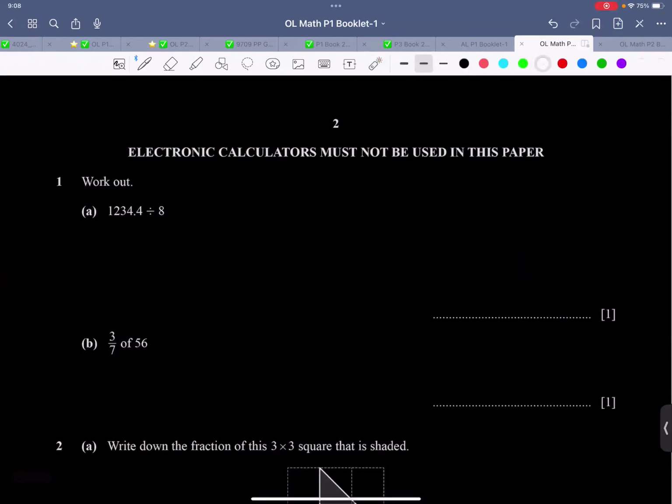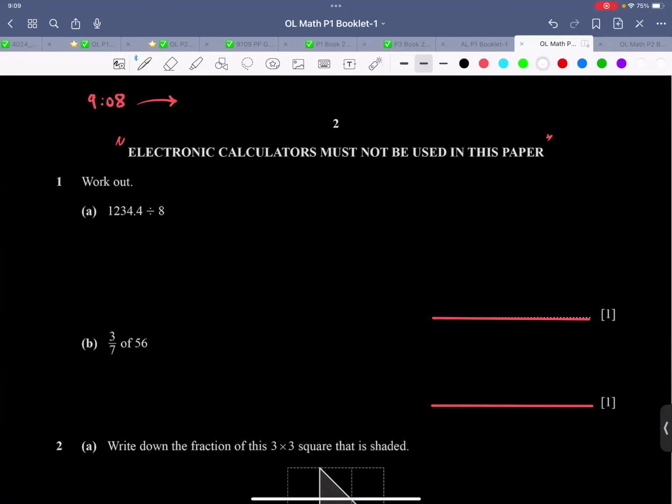This is 9:08. That's the time at which we are starting this paper. So let's solve some questions, maybe 10 questions, and then we will note down the time. Electronic calculator must not be used in this paper. It is necessary that whatever working that you are doing, you should write the final answer for that part in this lined space.